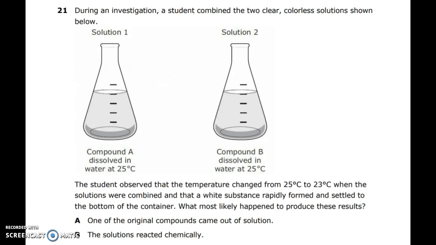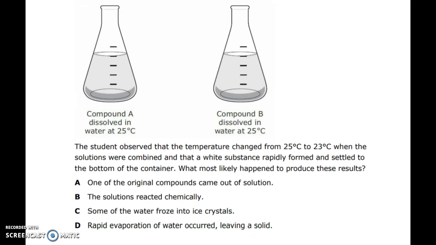21. During an investigation, a student combined the two clear, colorless solutions shown below. The student observed that the temperature changed from 25 degrees Celsius to 23 degrees Celsius when the solutions were combined, and that a white substance rapidly formed and settled to the bottom of the container. What most likely happened to produce these results?